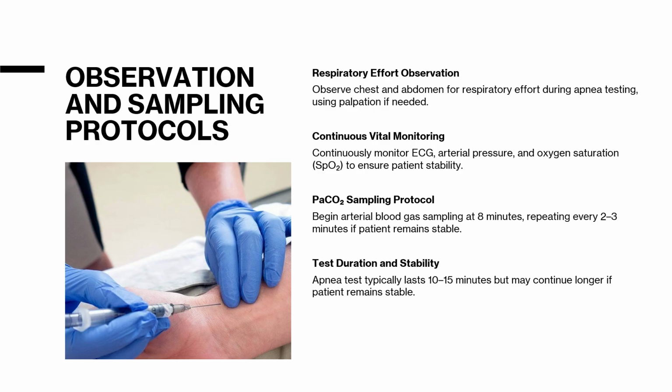PaCO2 typically rises 2 to 3 millimeters of mercury per minute, so ABG sampling should begin around 8 minutes and repeat every 2 to 3 minutes if the patient remains stable. The test usually lasts 10 to 15 minutes but may continue longer if stability is maintained. Accurate monitoring ensures timely intervention and reliable test results. Please note that these ABGs can be performed with an iSTAT or EPOC as well. They just need to be recorded in the chart.